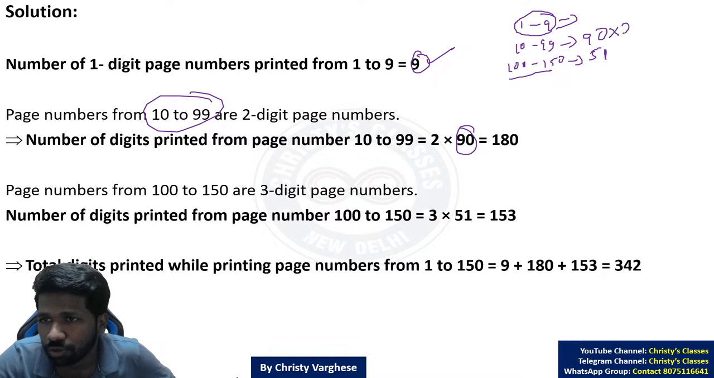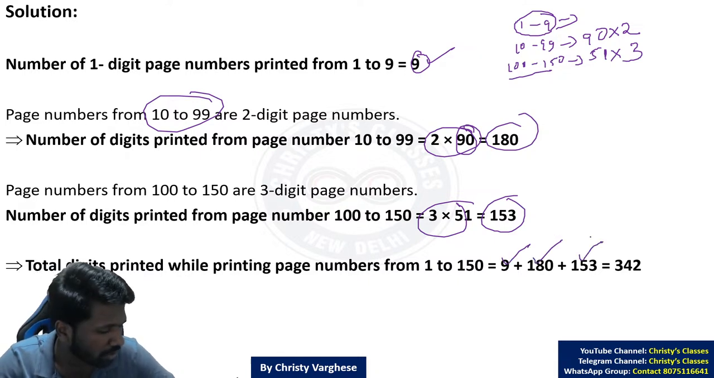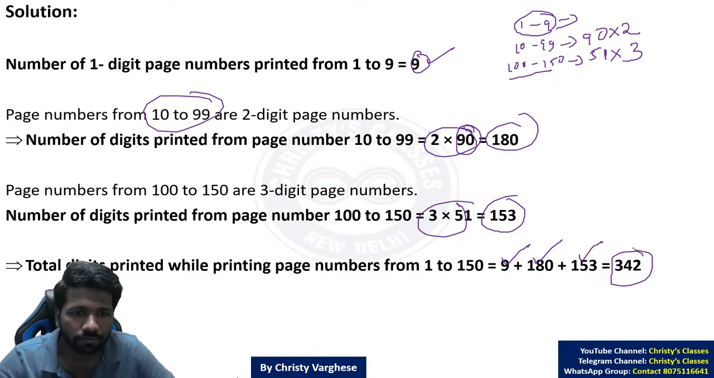These 90 numbers have two digits each, so 90 into 2, 180. These 51 numbers have 3 digits each, so 51 into 3, 153. Adding the digits of the 1-digit numbers, 2-digit numbers, 3-digit numbers, that will also give you 342.